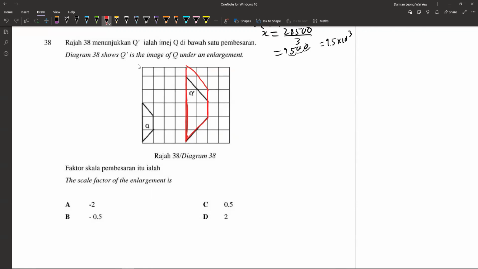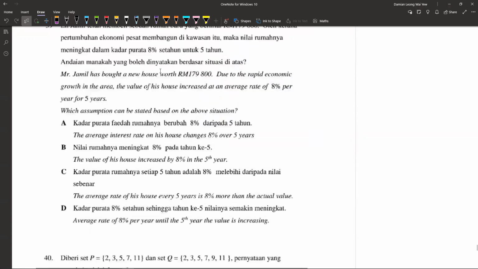Okay, so scale factor, length of image over length of object, which is basically just 2. So when is it negative? Negative is when it's in the opposite direction. So if, let's say, my Q is facing this way, and Q prime is like that, then yes, it will be a negative scale factor. But this one, if it's all facing the same direction, definitely is a positive scale factor. Okay, answer D.